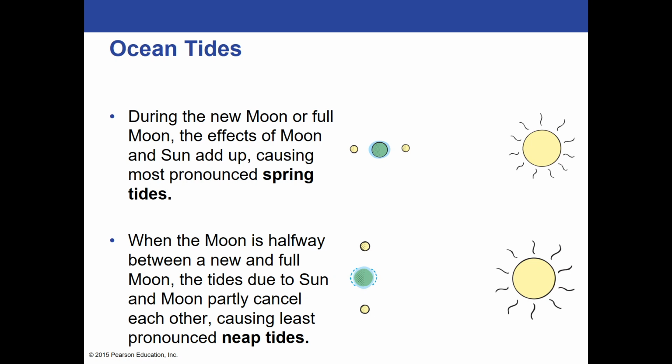Whenever the moon is perpendicular to the line between the sun and the Earth, the sun cancels out a little bit, and so we get weaker tides that are known as neap tides.